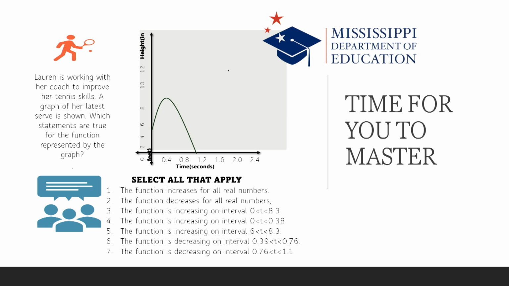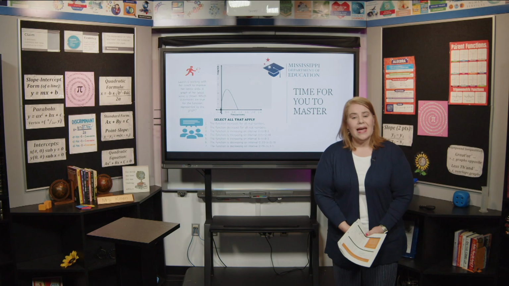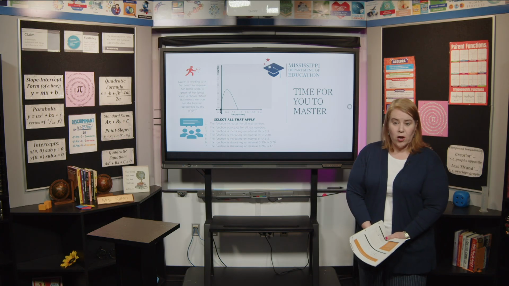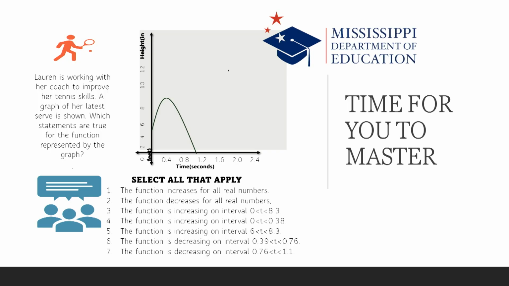My y-axis, I have height in feet. My x-axis, I have time in seconds. And then I have my 7 statements. Go ahead and pause the video and let's see what you or you and your table partner get, and then come back and let's see what we got.